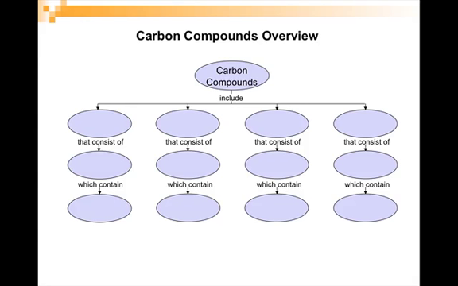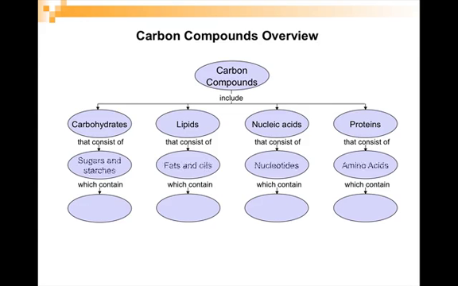Carbon compounds include carbohydrates, lipids, nucleic acids, and proteins. So there are 4 carbon compounds. Carbohydrates consist of sugars and starches. Lipids consist of fats and oils. Nucleic acids consist of nucleotides, and proteins consist of amino acids.